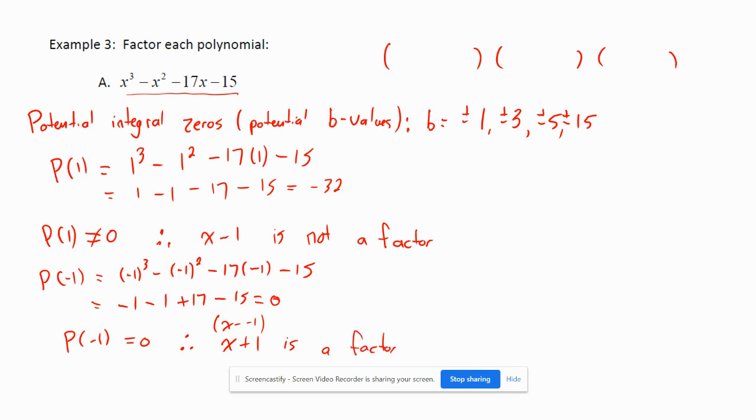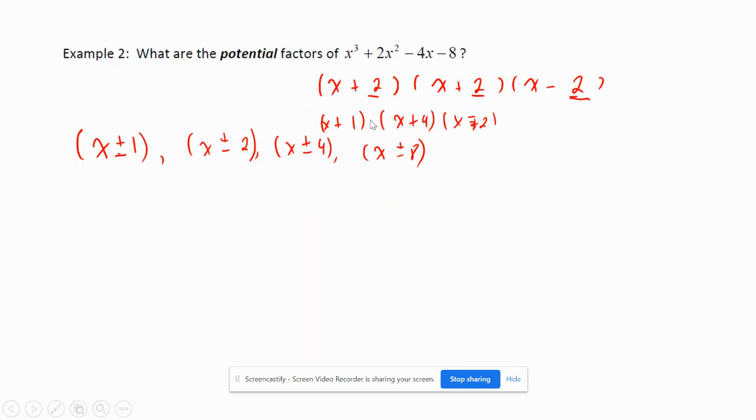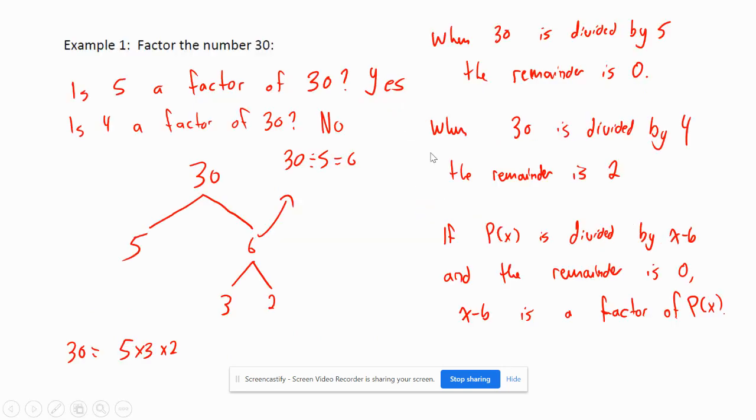Okay, so if I'm trying to factor this, we know that x plus 1 is one factor. Well, how do I figure out the other factor? If you remember back to this slide, right now we know that 5 is a factor of 30. In other words, we know that x plus 1 is a factor of our polynomial. How do we figure out the other factor? Well, 30 divided by 5 gives me 6. So the quotient 6 is the other factor.